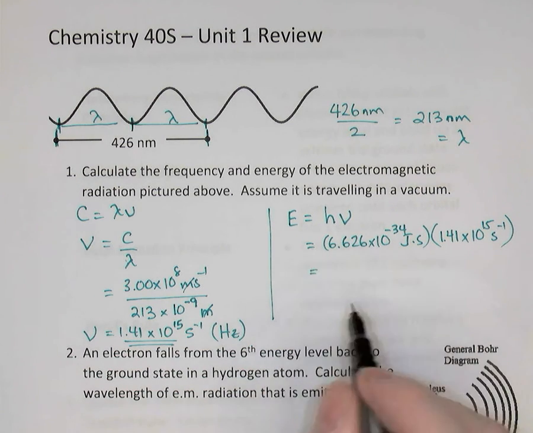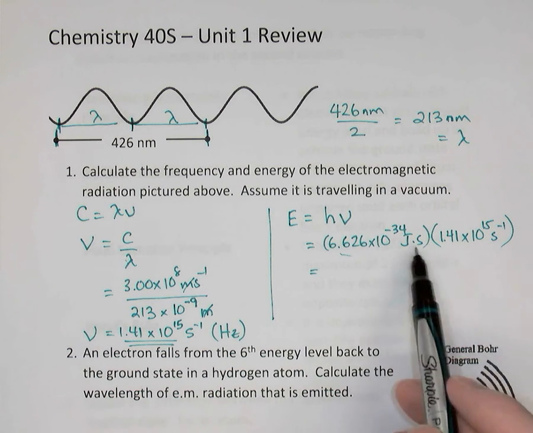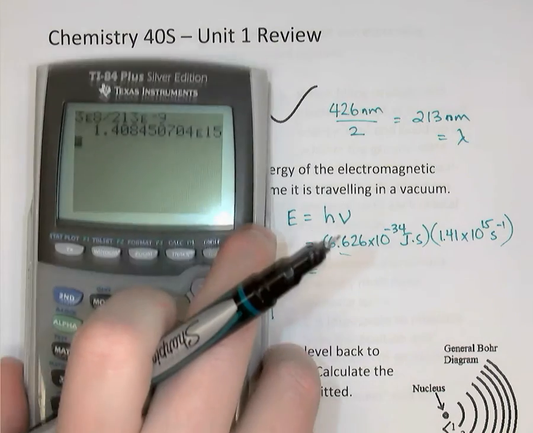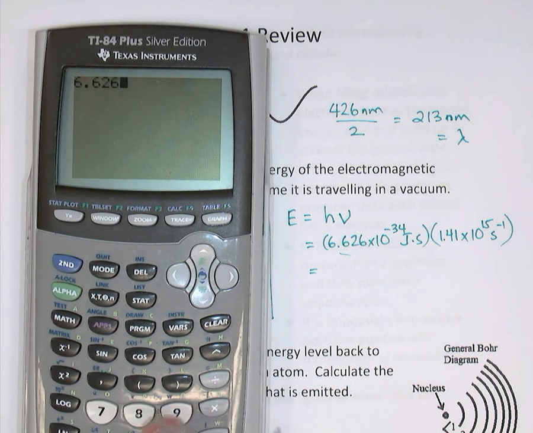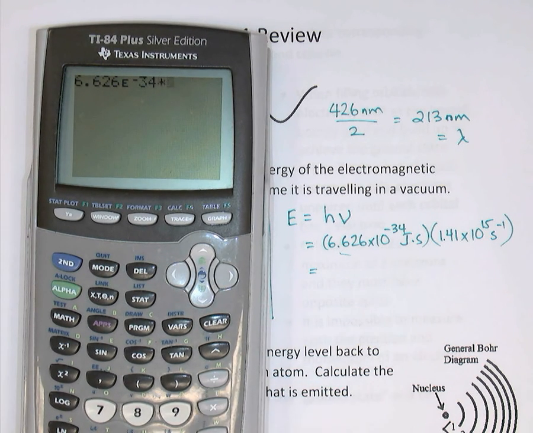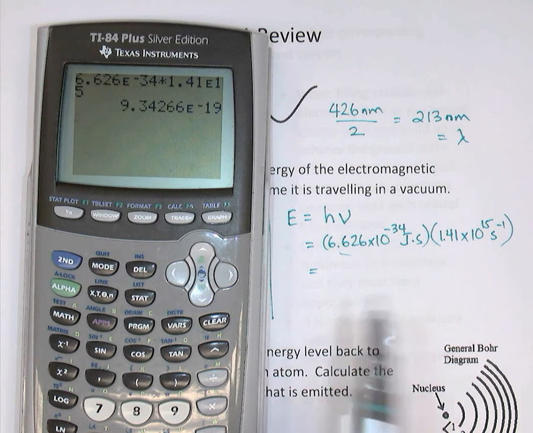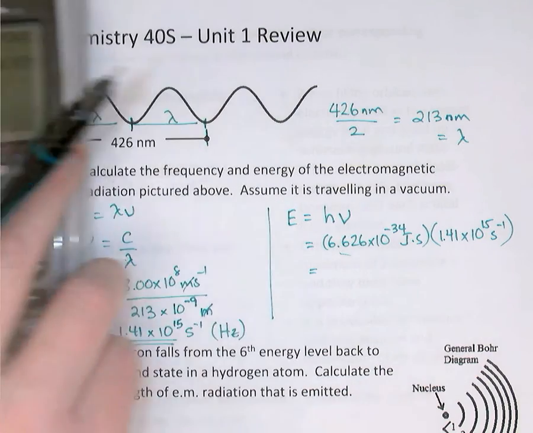Now you remember that on my test I expect to see the formulas, I expect to see numbers put in with their units, and then the answer with its units. So again, we're going to use that scientific notation button. So 6.626 times 10 to the power of negative 34 times 1.41 times 10 to the power of 15 equals 9.34 times 10 to the negative 19.